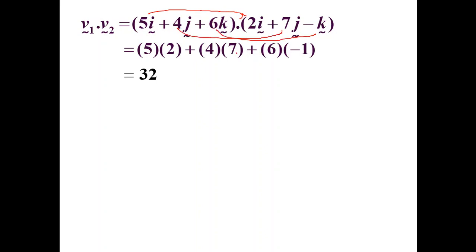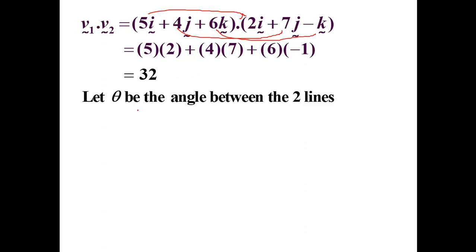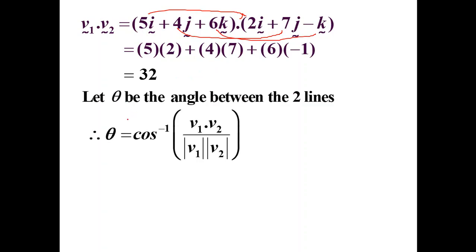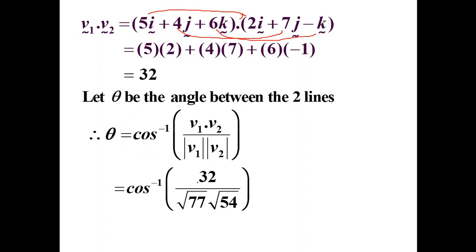Let theta be the angle between the two lines. Using this formula, substitute. Then using the calculator, find the value for theta. That is 60.2 degrees, and done.